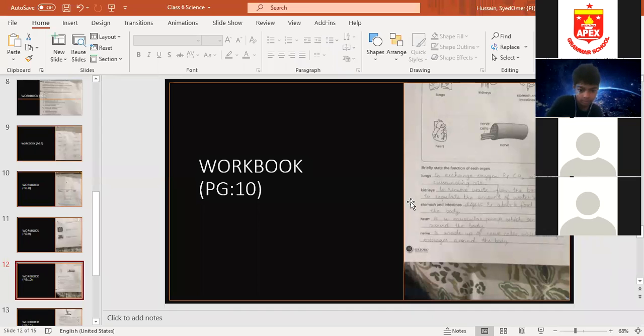Lungs are our breathing part, to exchange oxygen and carbon dioxide with the surrounding air. Have you written? Yes, done.